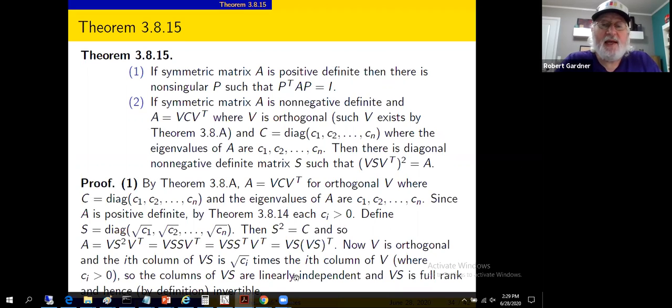So the columns of VS are linearly independent. All you've done is take a linearly independent set of vectors and scaled them by a positive constant, each of them individually. That keeps them linearly independent. So if the columns of VS are linearly independent, then VS is full rank, and being full rank, it's invertible. So we can talk about VS inverse. All right, so let's see. The important observation we're going to need on the next slide is A equals VS times VS transpose.